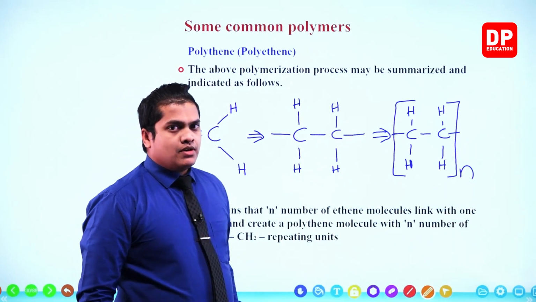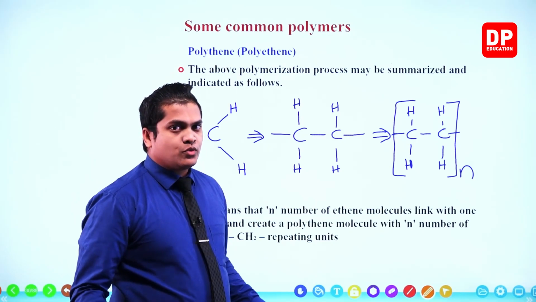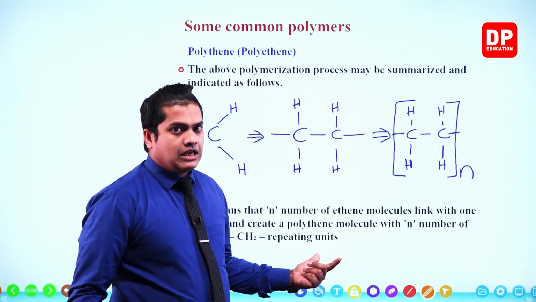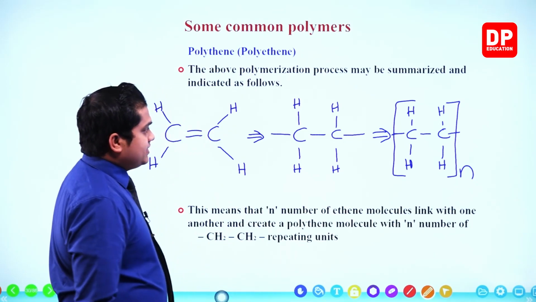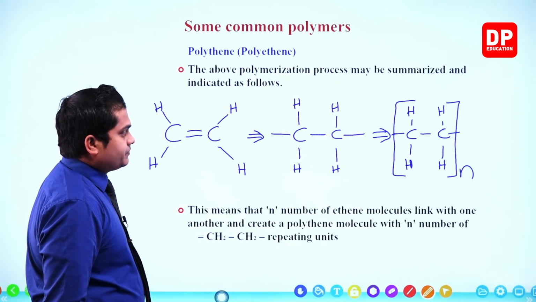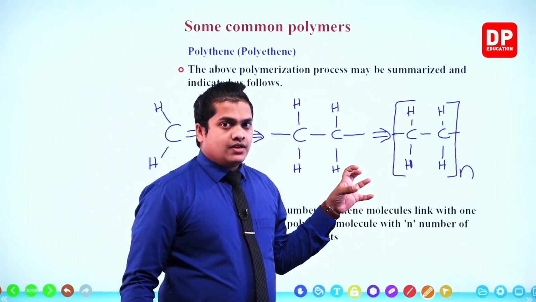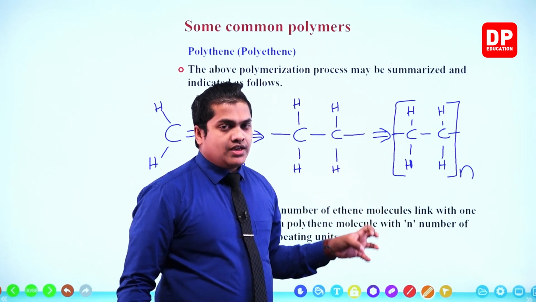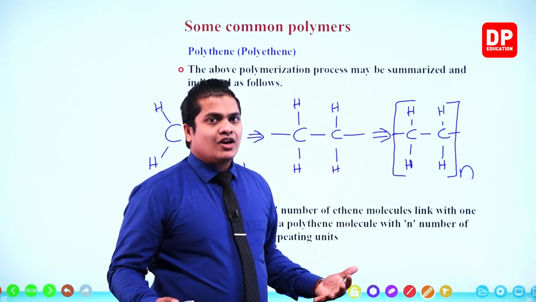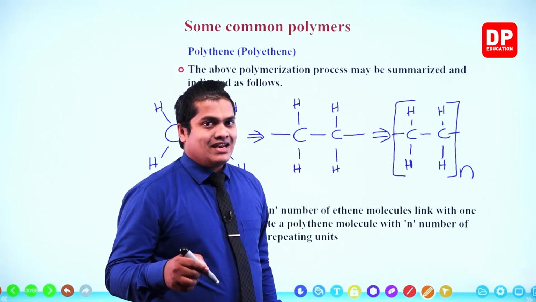So the n number, right? We don't know how many molecules there are, so that's why we put that n. Okay. So this is the way of creating a polymer. There are n number of units contained within a polymer. We don't know actually how many it is. That is why we are giving that term as n.